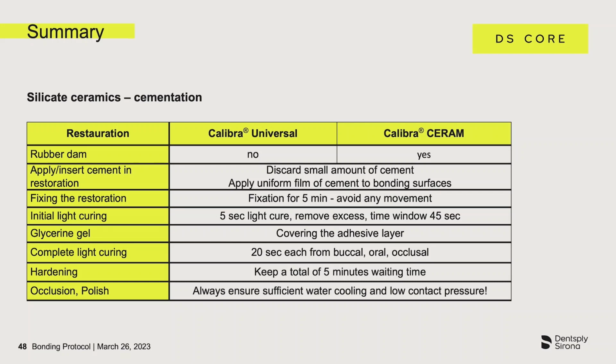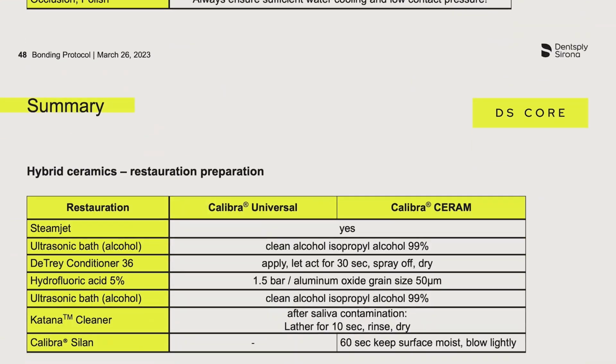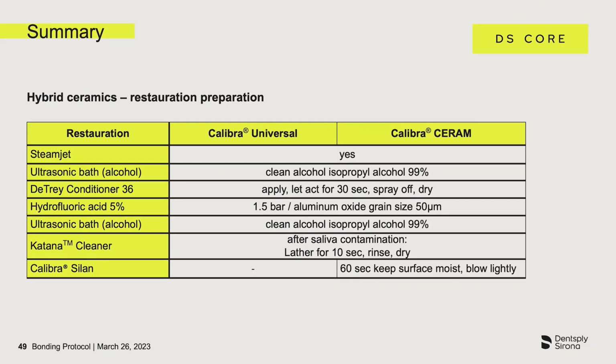After removing the coarse excess, a glycerin gel is applied to the adhesive joint, and then the restoration is thoroughly light cured again from all sides for 20 seconds. Once again, make sure that we keep a fixation time of 5 minutes to avoid microcracks in the composite cement. After the fixation time, the occlusion can be checked and the restoration can be finished.